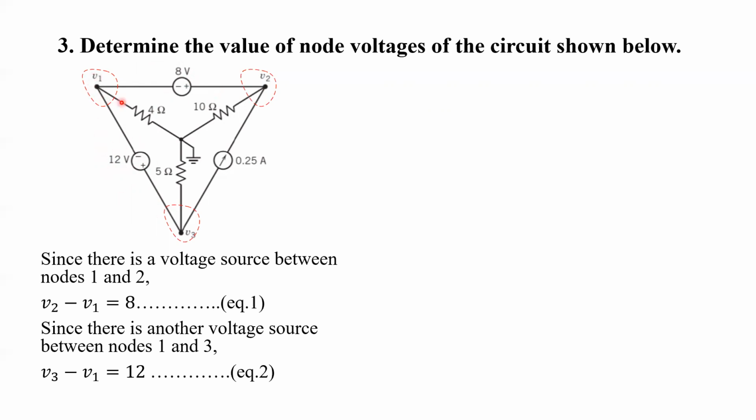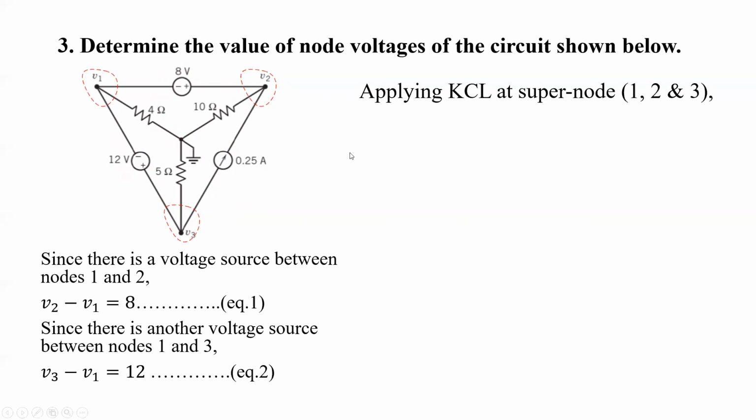So when a supernode is formed, what do we do? We neglect all the elements connected between the nodes in the supernode. Here the supernode is formed by the combination of node 1, node 2, and node 3. So anything directly connected between these nodes should be neglected. So here we neglect this voltage source and this current source. And this point is grounded, right?